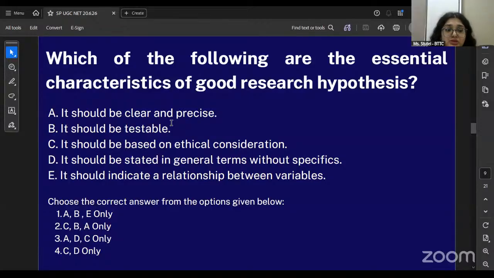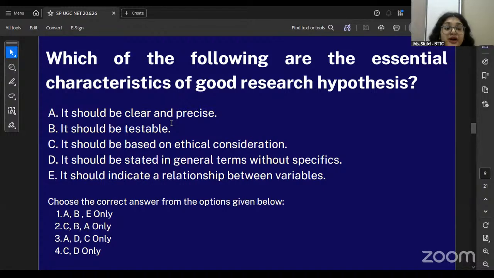When I look at this option, I was like, while the entire research process and its methodologies must follow ethical boundaries, ethics don't really have to serve as an inherent metric or defining feature of a structural hypothesis statement itself. So I was like, let me keep this option in my mind, but it does not really seem like a very correct answer. Then I moved to option number D. It should be stated in general terms without specifics.